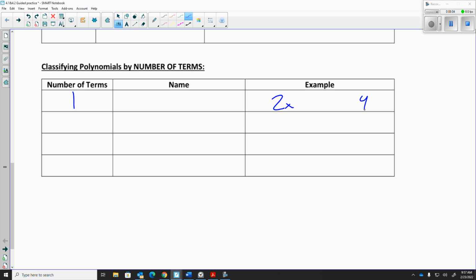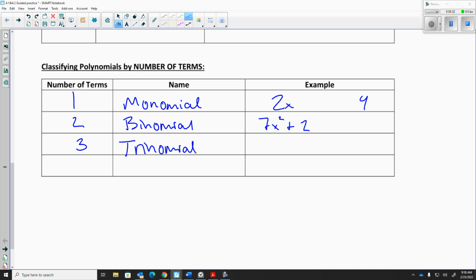What's the prefix for 1? Mono. It's a monomial. Okay, if there's 2 things, maybe like 7x squared plus 2, that's 2 things. That's a binomial. What do you think 3 things is going to be? Trinomial. It doesn't matter what the 3 things are, as long as it's just 3 things.